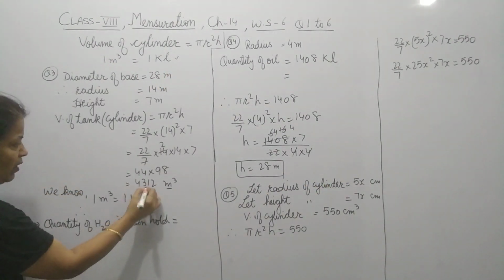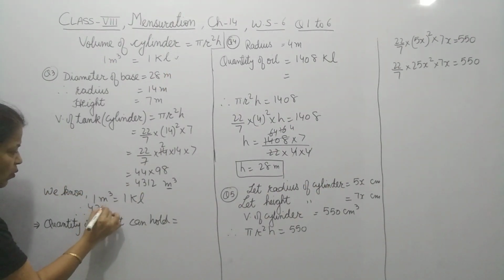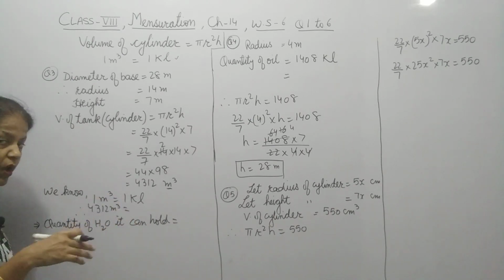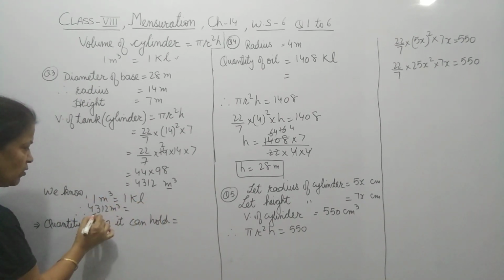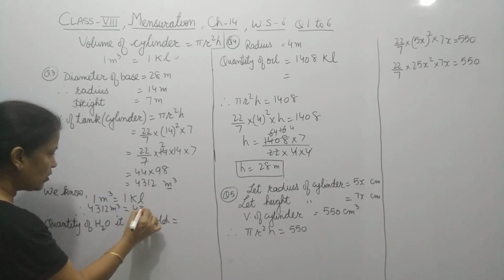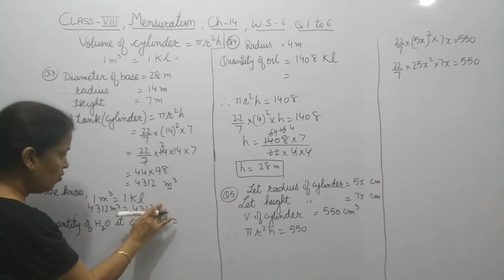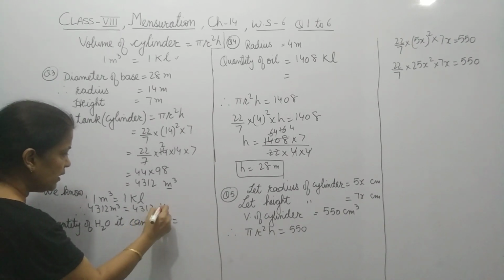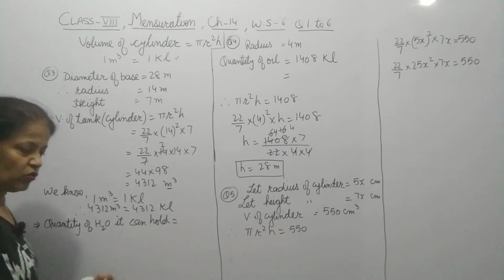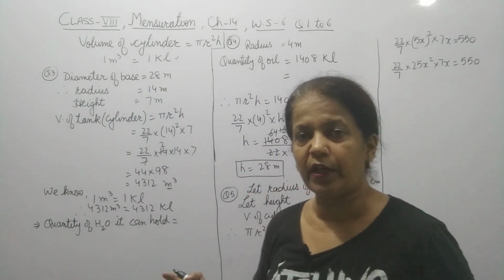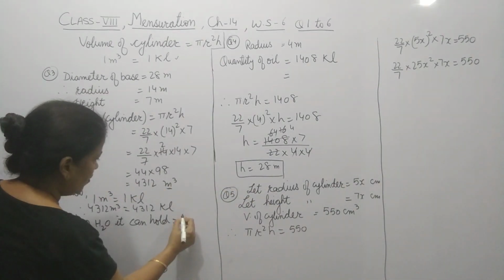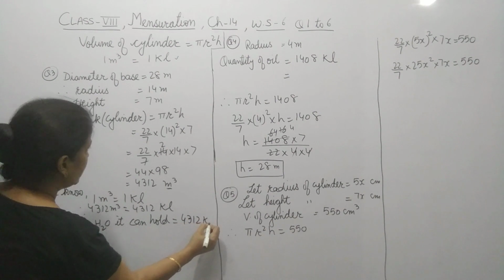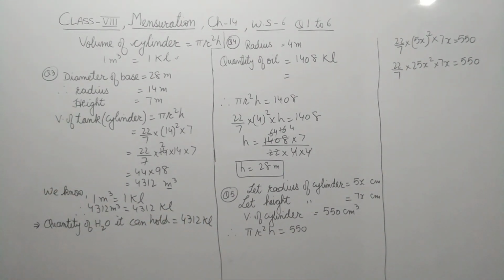So 4312 meter cube equals how much kiloliter? It is 1 meter cube, 1 kiloliter. So 4312 meter cube will be 4312 kiloliter. Okay, now the question is how much water it can hold in kiloliter. So how much water can it hold? 4312 kiloliter.